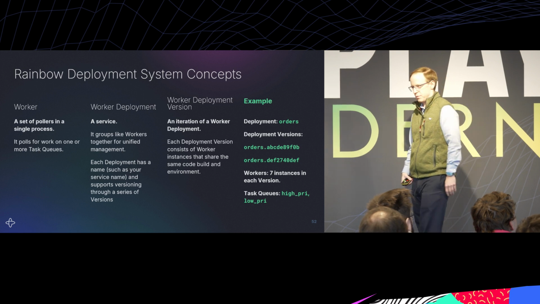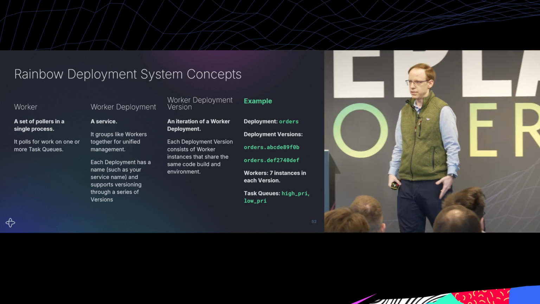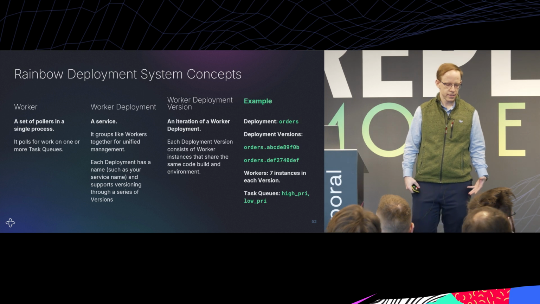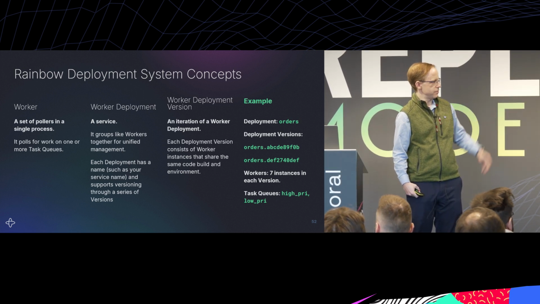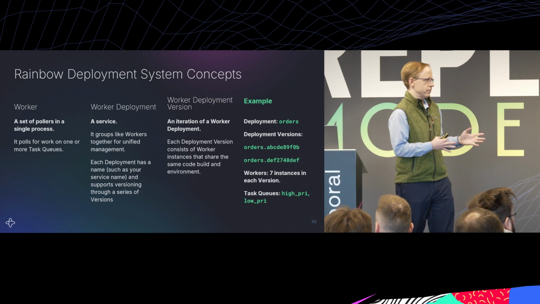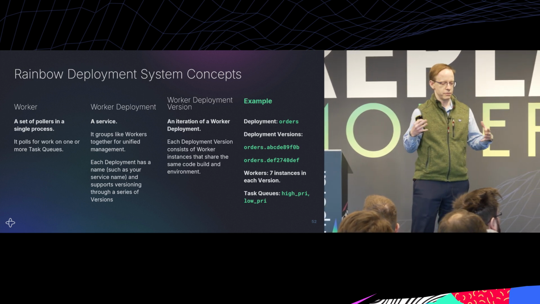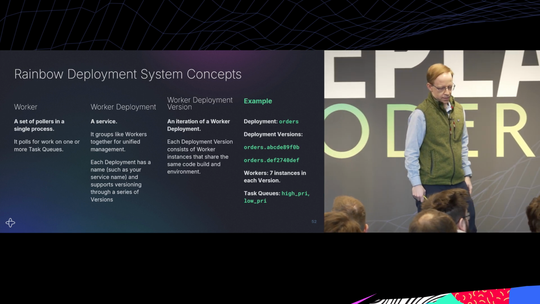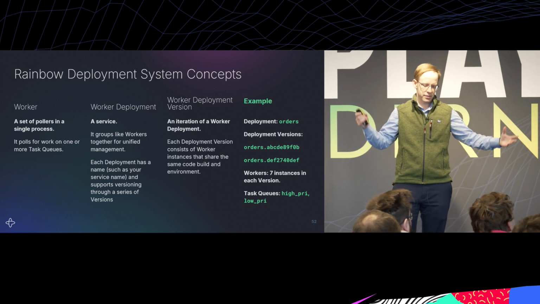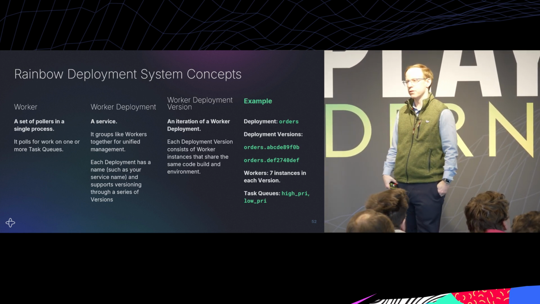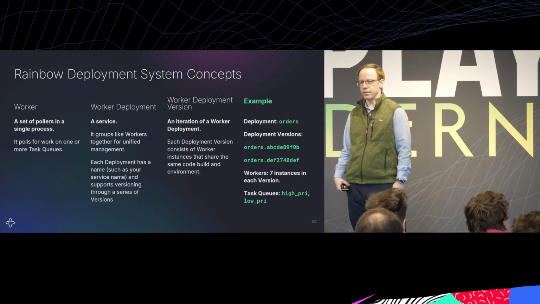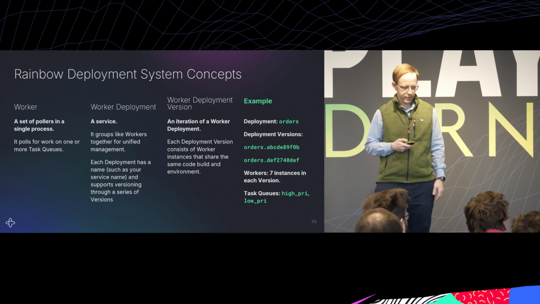So let's go through an example. Let's say you're an e-commerce application. You have a service called Orders that has various versions with IDs as I've shown here, a combination of the service name and then maybe a hash of your code, for example. In this example, maybe each deployment version has 7 instances of workers polling, and maybe it's got a high priority and a default task queue in case you've got some tasks that are higher priority than others.